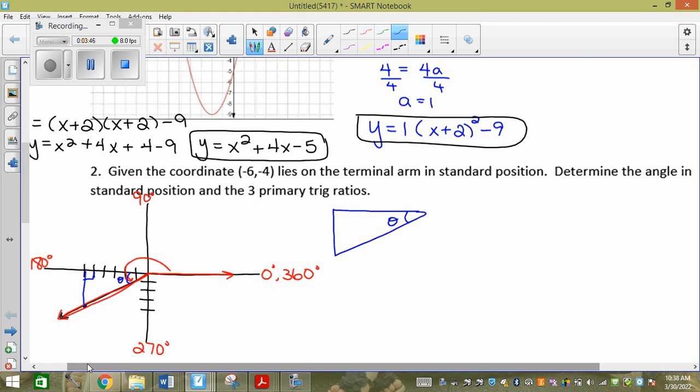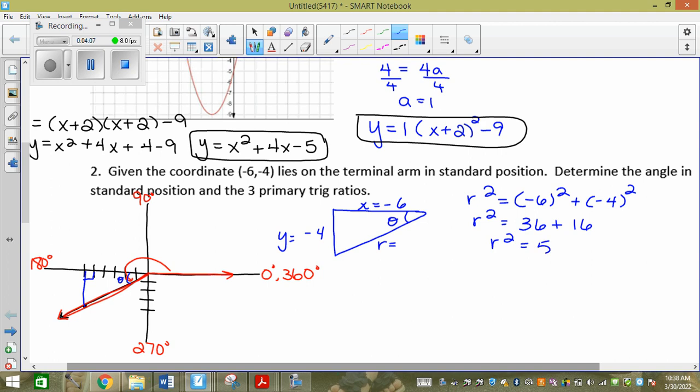Then here I have -4 as my y. My x I'm going to label as -6. I need to find my r. So I go r squared equals (-6) squared plus (-4) squared. r squared equals 36 plus 16. And what do we get? 52. Square root it, plus or minus. Don't forget the plus or minus. For r it's okay, but it won't be in the next lesson tomorrow. Plus or minus root 52.